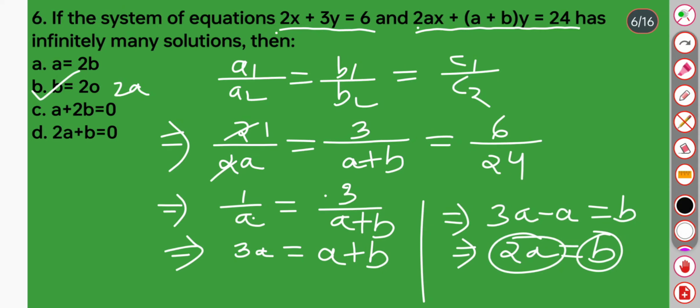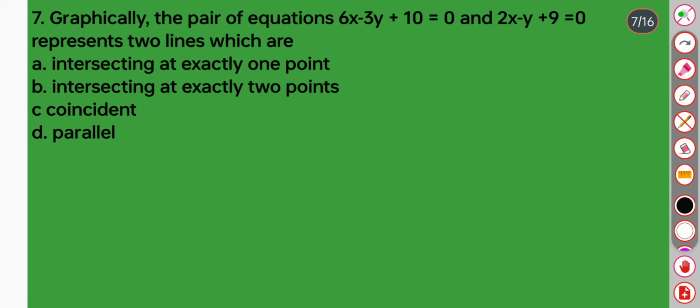Okay, let's move to the next question, question number 7. What is given? Graphically, the pair of equations 6x minus 3y plus 10 equal to 0 and 2x minus y plus 9 equal to 0 represent two lines which are intersecting at exactly one point, intersecting at exactly 2 points, coincident, or parallel. Two equations are given in our question, the first equation is this and the second equation is this. We have to tell, if you obtain the graph of the two given equations, whether you will get intersecting at exactly one point, intersecting at 2 points, coincident, or parallel.